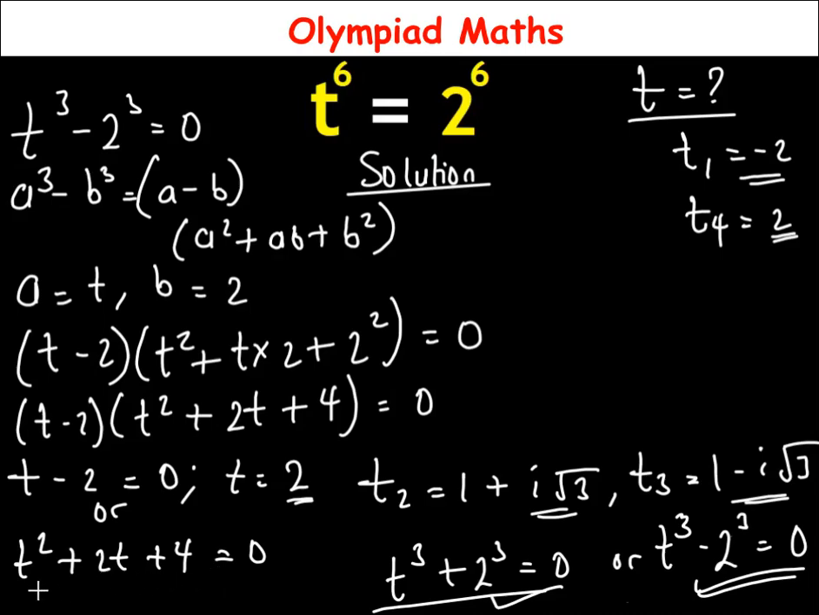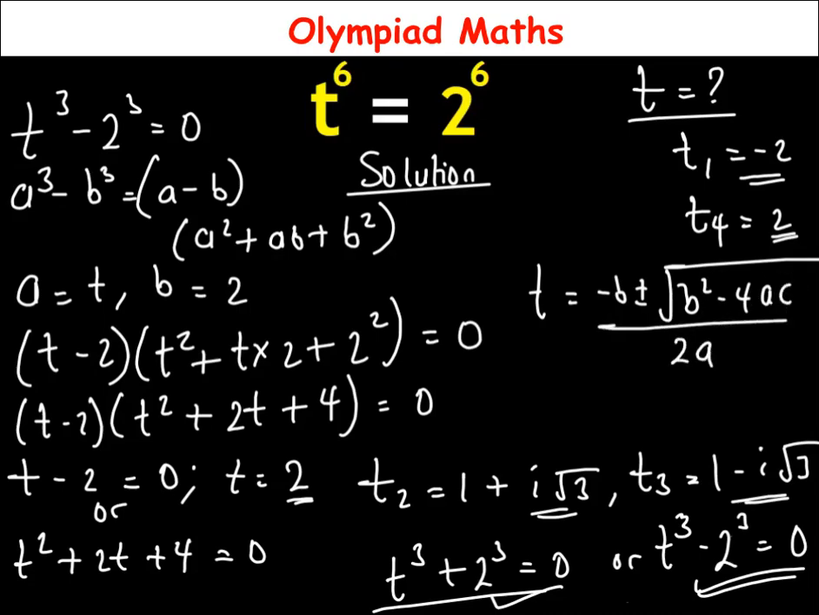Now, looking at this, it is a quadratic equation. We have t squared plus 2t plus 4 is equal to 0. To solve for t, we'll make use of the quadratic formula, which is given by t is equal to minus b plus or minus square root of b squared minus 4ac, all over 2a. In this case, the value of a is 1, which is the coefficient of t squared. The value of b is the coefficient of t, which is plus 2, and the c value is the constant, which is plus 4. Now, inputting a as 1, b as 2, and c as 4 into the equation, let us solve for t.